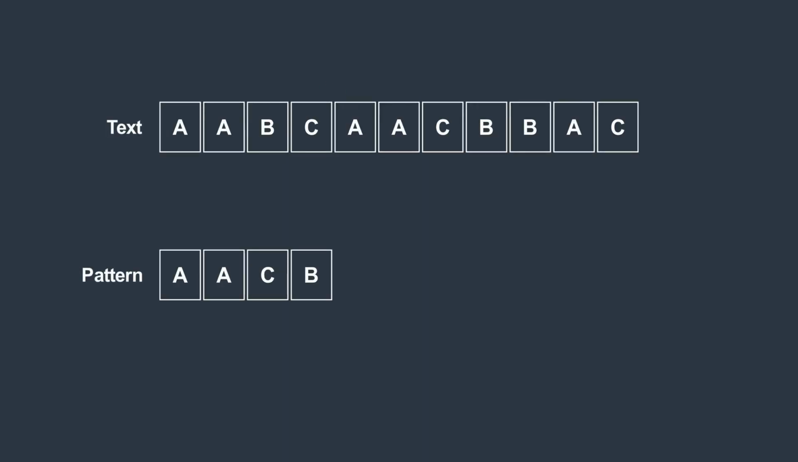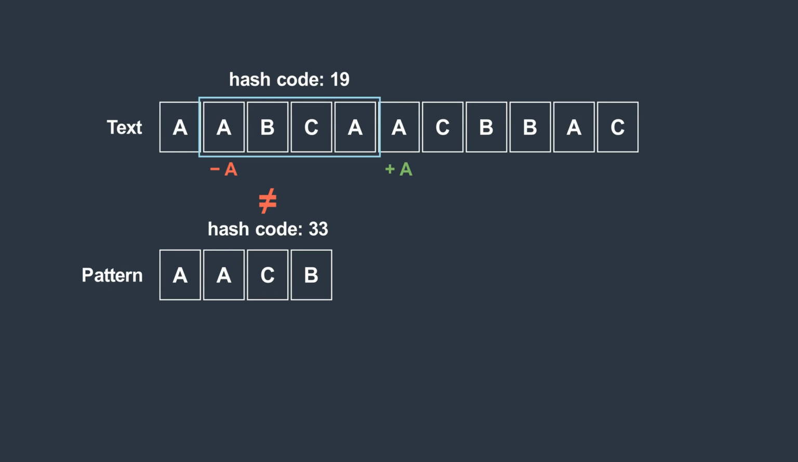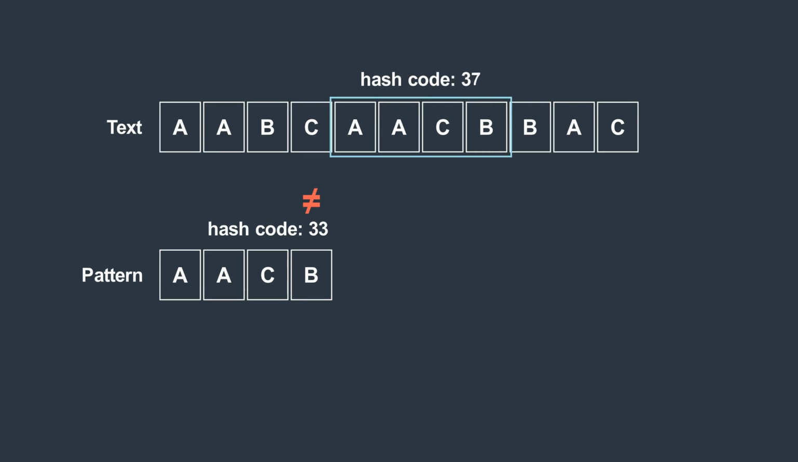The Rabin-Karp algorithm uses hashing. Instead of comparing each character, it compares hash codes. Let's see how it works. First, hash the pattern. Then iterate through the text using a rolling hash for each same-length substring. If a hash value matches the pattern's hash value, we check character by character to confirm it's a match.